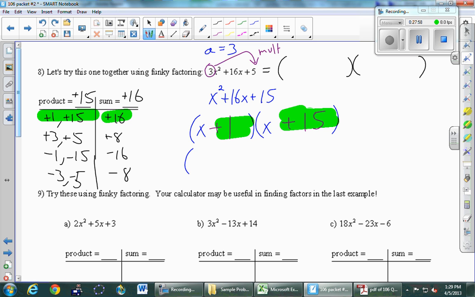Okay, this is going to be kind of funny. I'm going to copy those things exactly as they are, but I'm going to leave a little space in the front of each one. So x plus 1, x plus 15. And what goes in the space? The 3. That a that we grabbed off, we finally have to pay for it now. We're going to put a 3 in front of both. 3 here, 3 here.